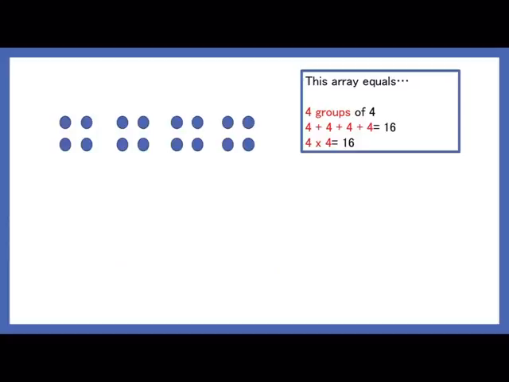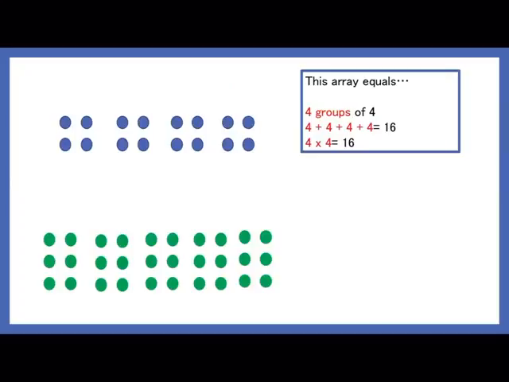So we have an array here, and it is 4 groups of 4. So we've got 1 group, 2 groups, 3 groups, and 4 groups, and repeated addition wise, that would be 4 add 4 add 4 add 4, but we would write that as 4 times 4, which then equals 16. Okay, so there's a question for you to try here.